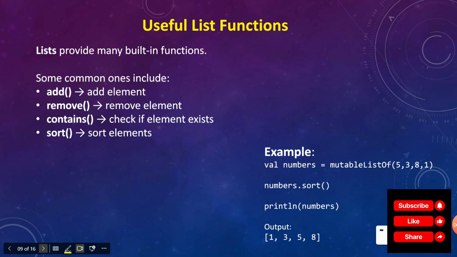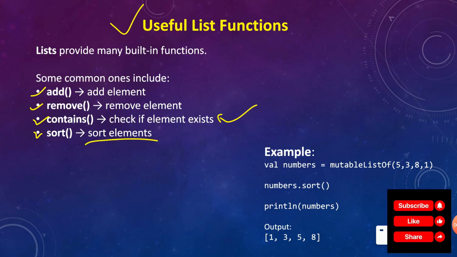Okay, so next is useful functions. In a similar way, the list provides us predefined functions, as we saw earlier with Kotlin arrays. So the list has the same kinds of functions like add, to add elements. For remove, we can remove an element by using the remove function. Contains checks whether an element exists or not.